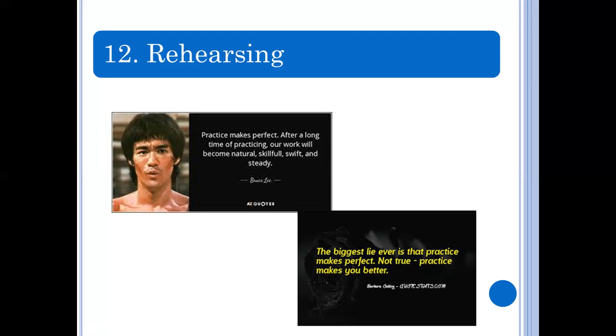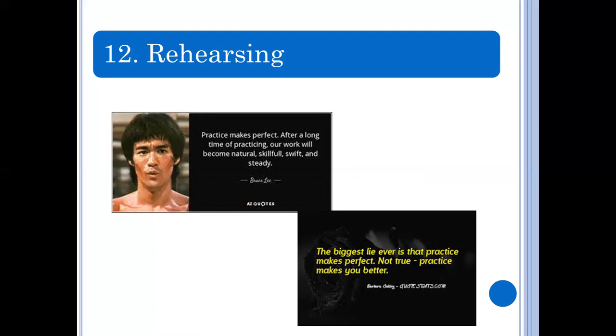So when you are rehearsing, we have here some quotes. We have practice makes perfect. After a long time of practicing, our work will become natural, skillful, swift, and steady. We also have here another quote: the biggest lie ever is that practice makes perfect. And it is not true because practice makes you better.